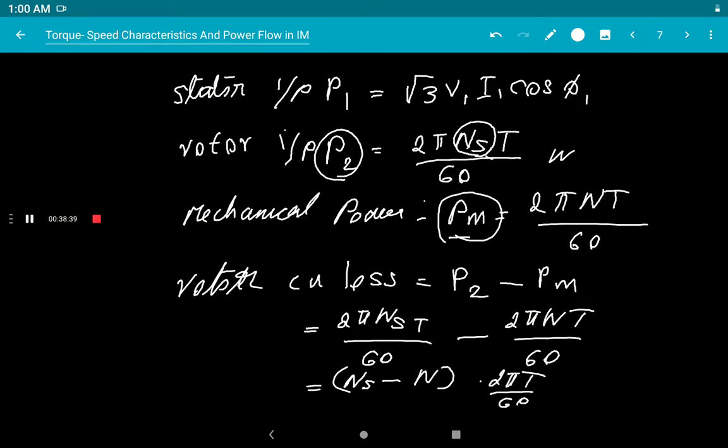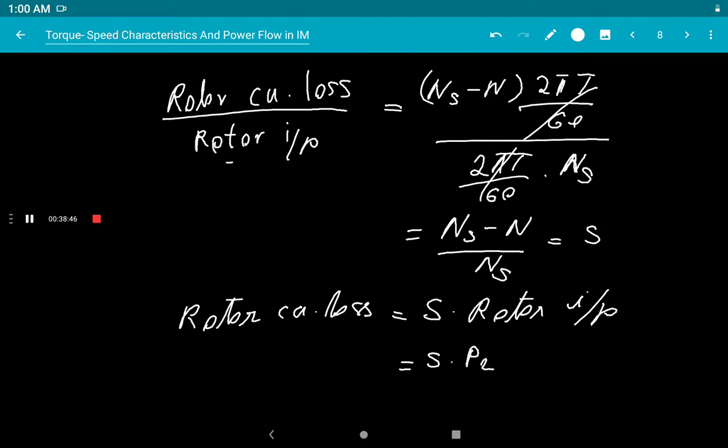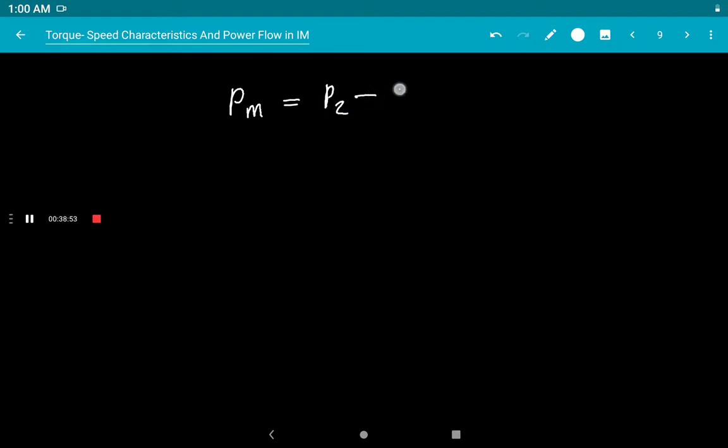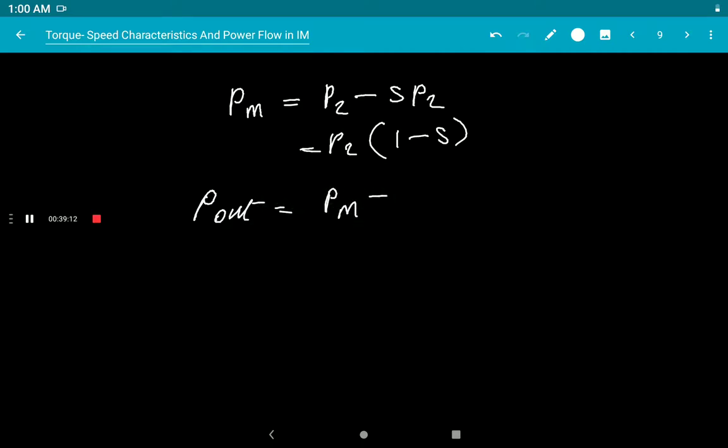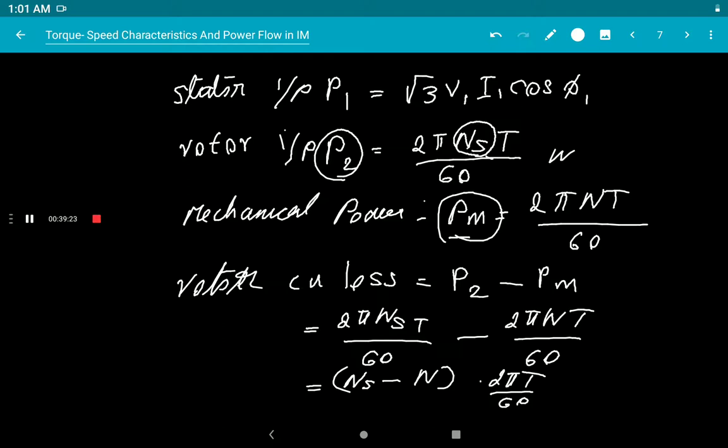And the mechanical power developed will be represented as Pm, which is equal to what? P2 minus this loss will give you Pm. So the rotor copper loss we have written as S P2, so we can write Pm as P2 minus S P2, which is equal to P2 rotor power into 1 minus S. This will be the mechanical power. And the actual output power, P out, is equal to Pm minus mechanical losses, friction and windage losses. So these equations will be useful for doing some problems to find out efficiency.